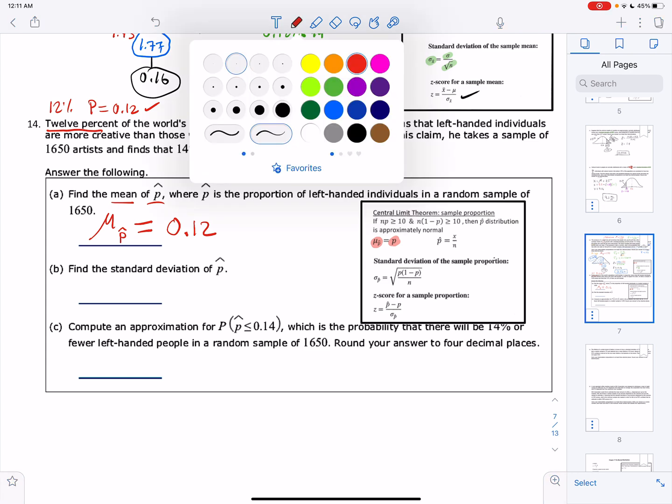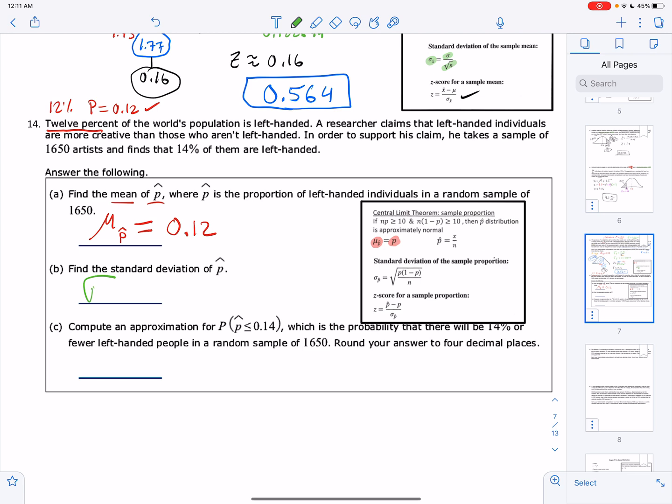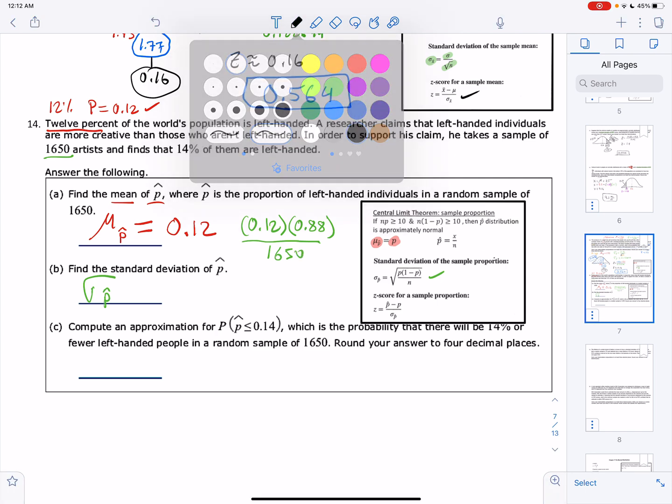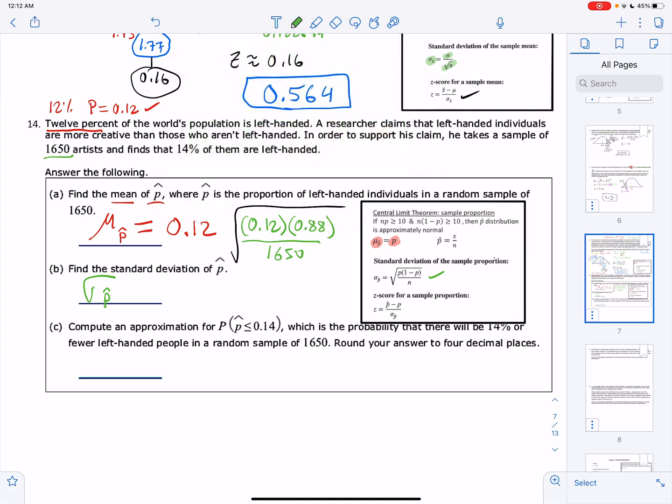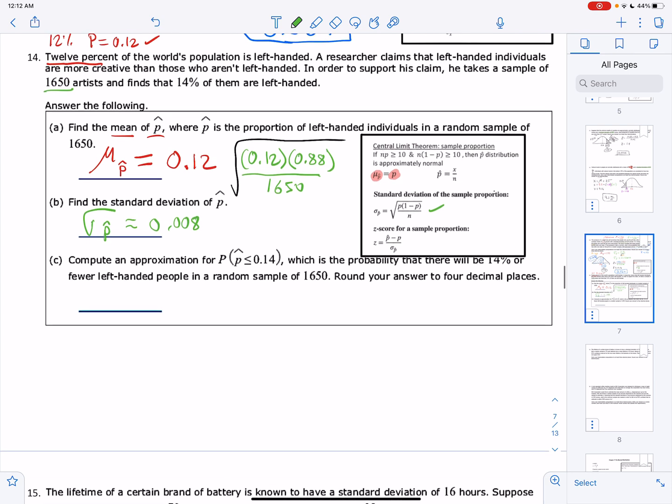Now we want to get the standard deviation, and so I'd like to use the proper notation, standard deviation of the sample proportions, because I've got it right there. So if I do that, I take the population proportion, which happens to be what? 0.12 times its complement, 0.88, divided by the sample size, 1,650, and then don't forget to square root that. All right, when you do all that and then take the square root finally, you get approximately 0.008.